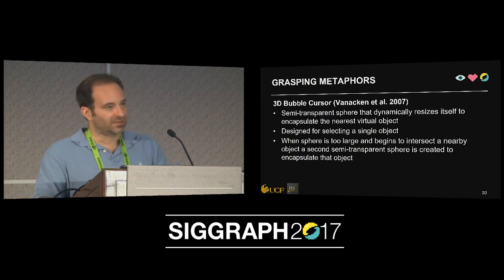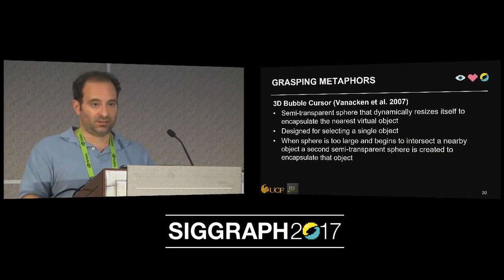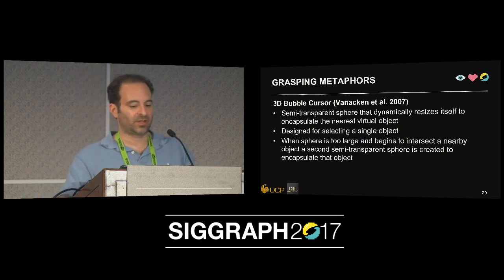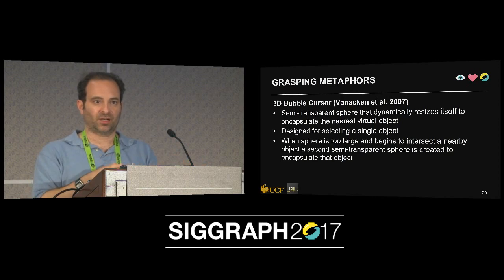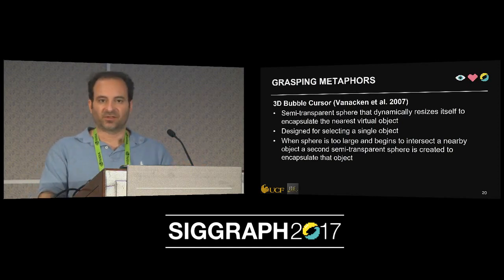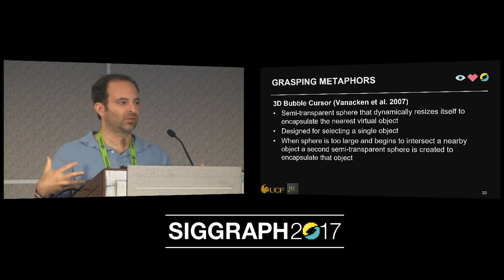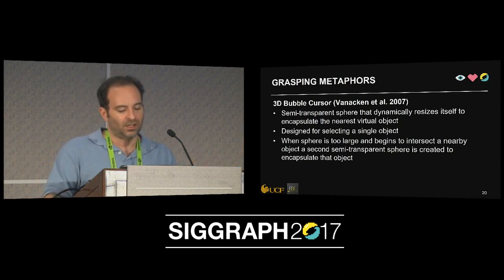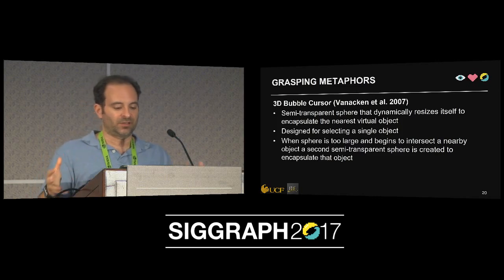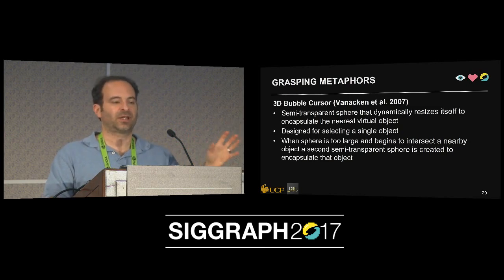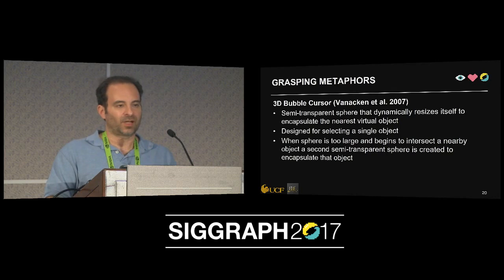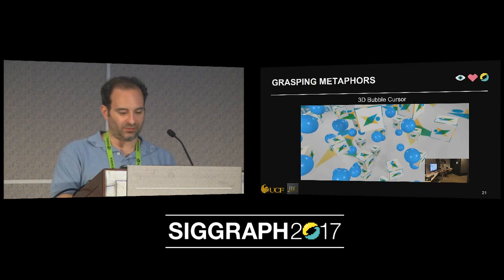So the 3D bubble cursor is an example of a cursor that tries to help you in selecting objects. And what it does is it's basically a semi-transparent sphere that will dynamically change its shape to encapsulate the nearest virtual object in the scene. It's designed for selecting a single object, but it gives you a little bit of a grace space, if you will. When the sphere is too large and begins to intersect a nearby object, a second semi-transparent sphere is created to encapsulate that object, so that this is a way to be moved in approximation to an object instead of actually having to intersect it directly, and you use this to help do object selection. So we have a video of the 3D bubble cursor to show you.